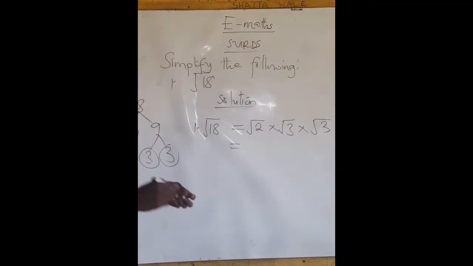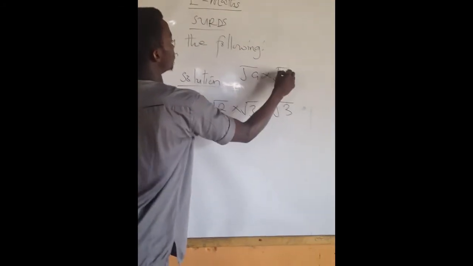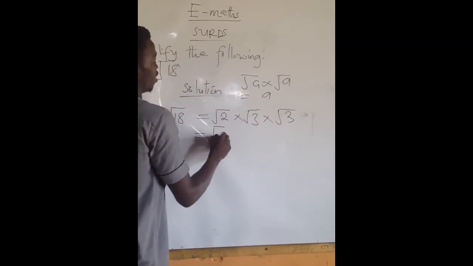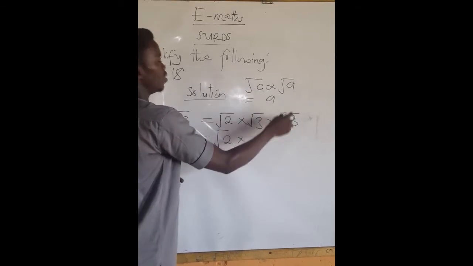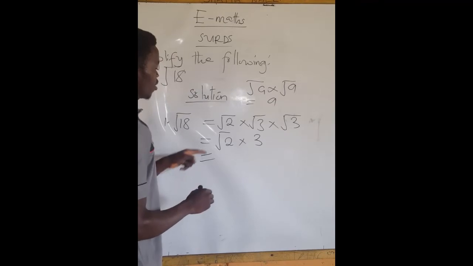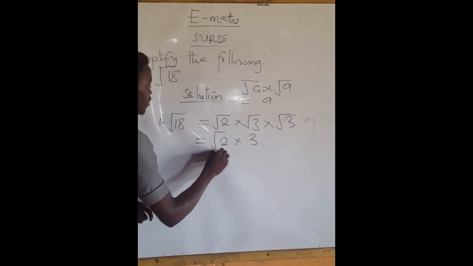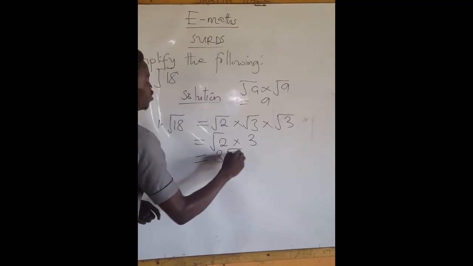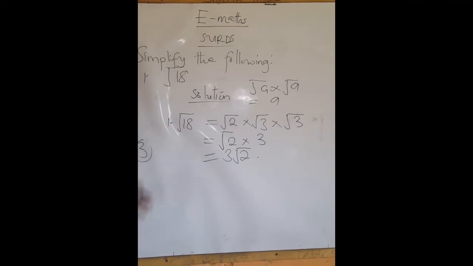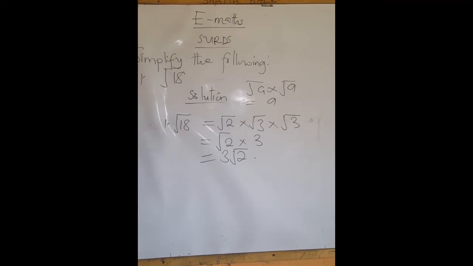Okay, so from the first law of surds, we have root a multiplying root a, and this is going to give us a. So here we have root 3 multiplying root 3. This is going to give us 3. Now we are going to get root 2 times 3, and this gives us 3 root 2. So when you simplify root 18, we are going to get 3 root 2. Okay. So let's take another example.